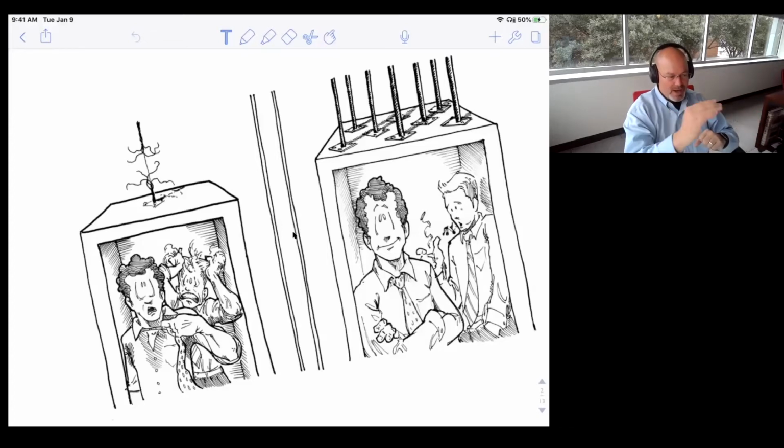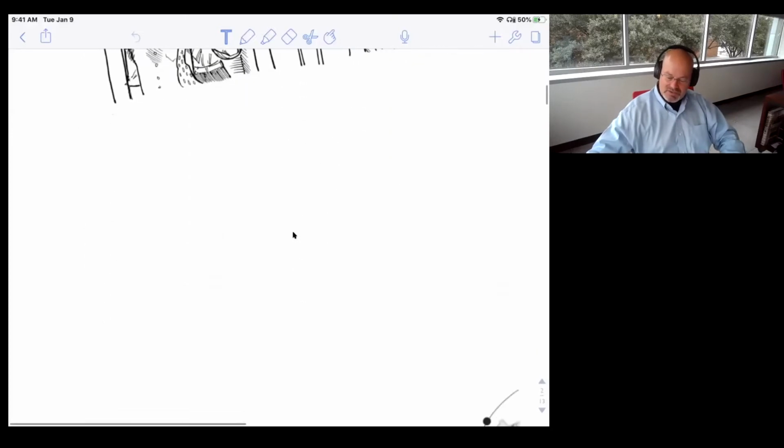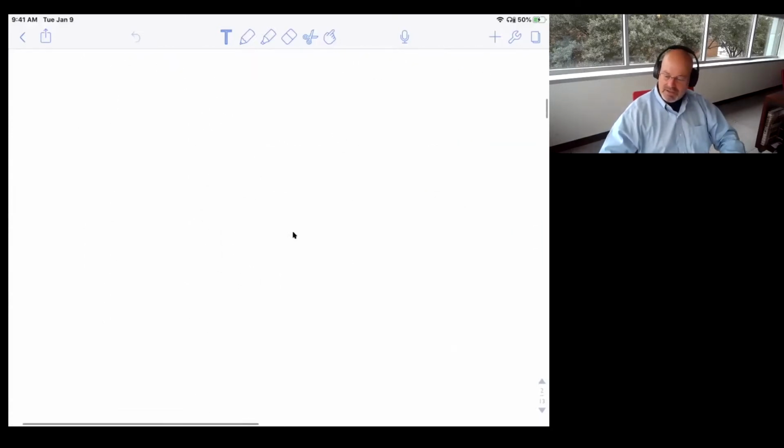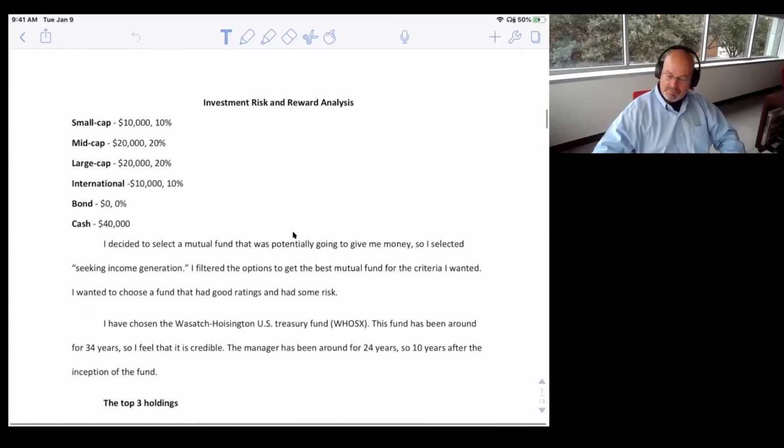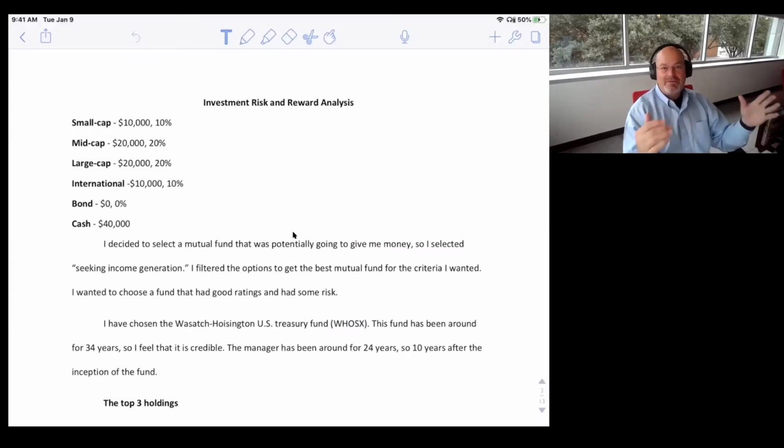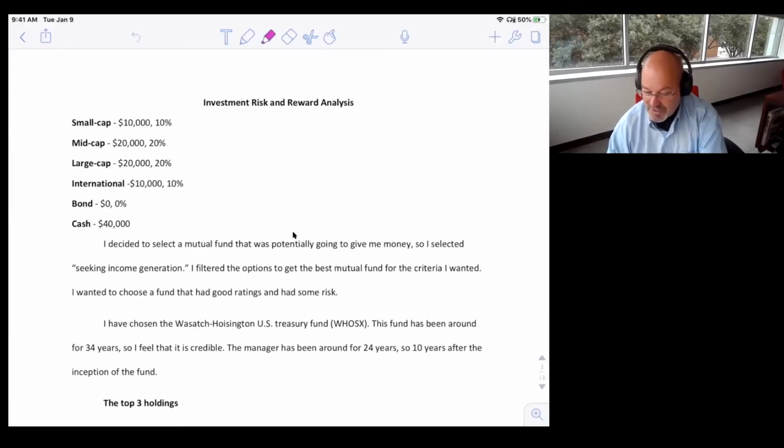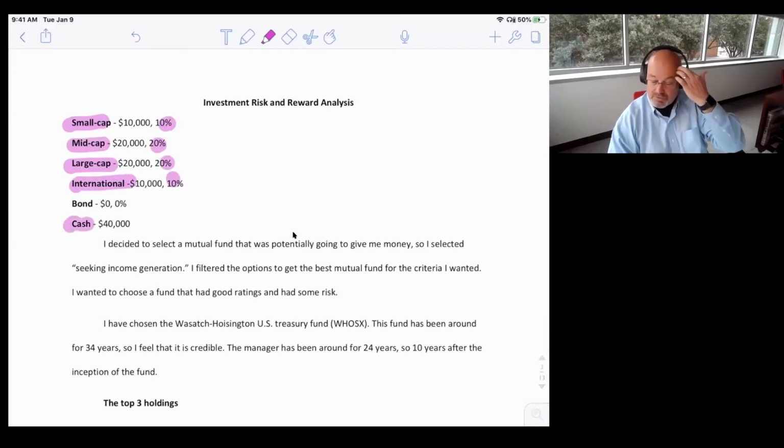So before I get into the second strategy, I want to highlight one of the homework assignments that I saw. You were supposed to assume that you had $100,000 to invest. You were supposed to go out and find a great mutual fund to invest in. And then you were supposed to tell me how you were going to allocate your $100,000. So this student, hopefully the student's name isn't here, but this student said, I'm going to invest 10% in small cap, 20% in mid cap, 20% in large cap, 10% in international, and 40% in bonds.